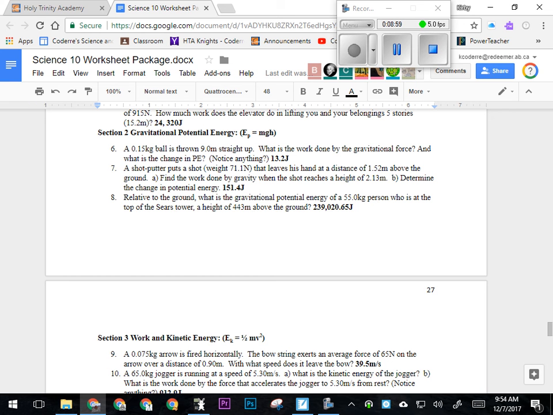Okay, so here's the trick with number 7. I put in extraneous information to see if you could pick out what was important. What is the reference point? The ground. So in question A, it says, find the work done by gravity when the shot reaches 2.13 meters. Gravity is taking the kinetic energy away from this shot put. Okay, it's turning it into gravitational potential energy, essentially. Right? So the height I want to use is 2.13 meters. Right? And then it's just m times g. Well, we just said that m times g is the weight of the shot put. So that's the 71.1 newtons.